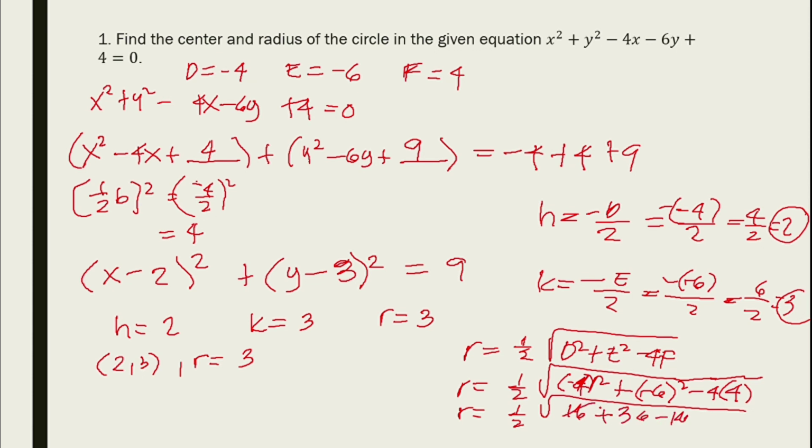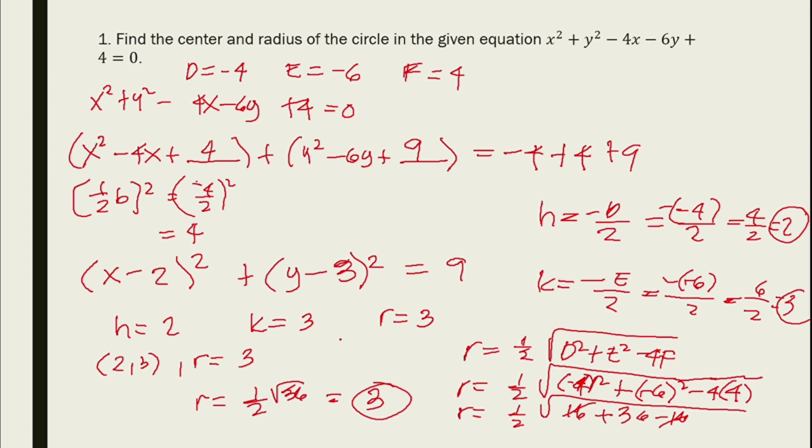So r here will be one-half of the square root of 36. What is the square root of 36? We have 6 divided by 2, we have 3. Same answer with a different process. So we have here completing the square and the use of the formula.